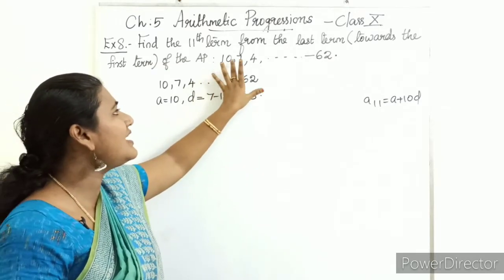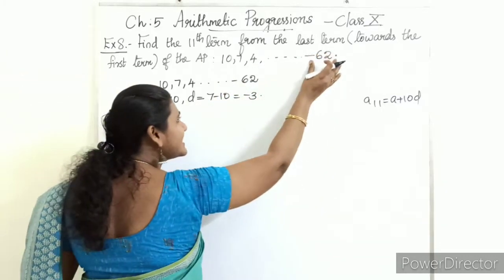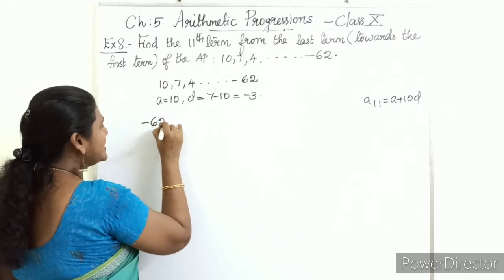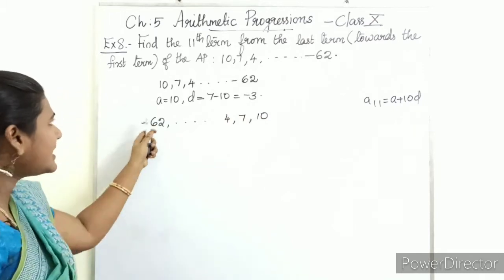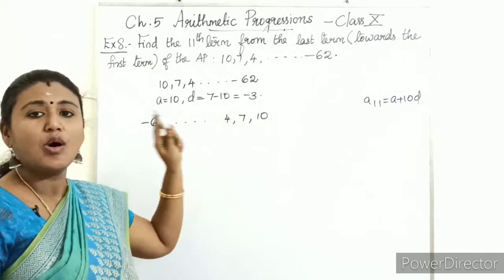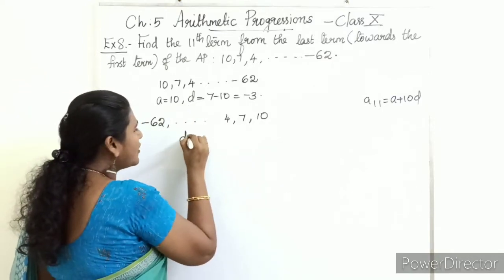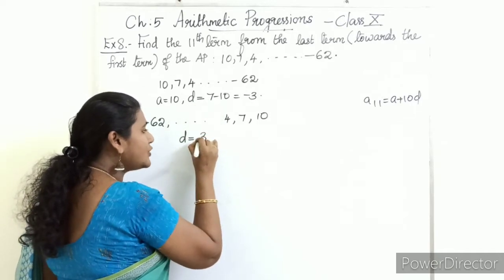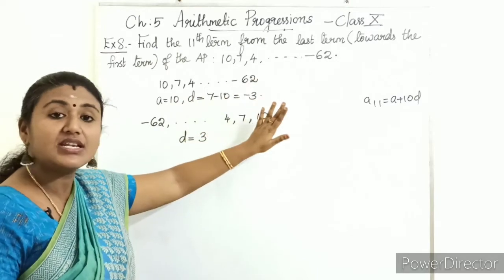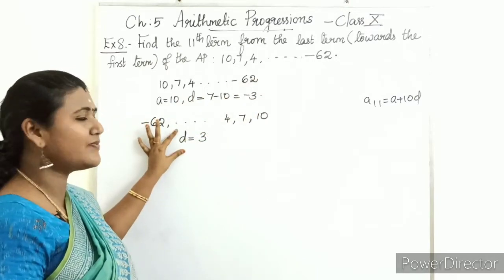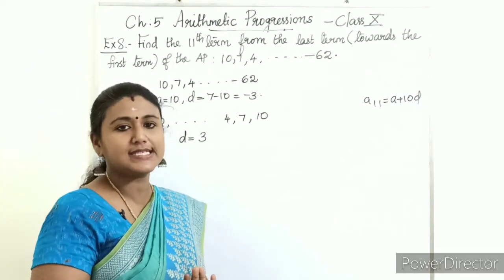What we can do is write the AP in the reverse order. That is, I will take this as the first term: minus 62, etc., 4, 7, 10. If I have written the AP in the reverse order, what will happen to its common difference? The common difference will change into positive. For the given AP, the common difference is -3. If we reverse the AP, you have to change the sign of the common difference, that is, we will get D is equal to 3.